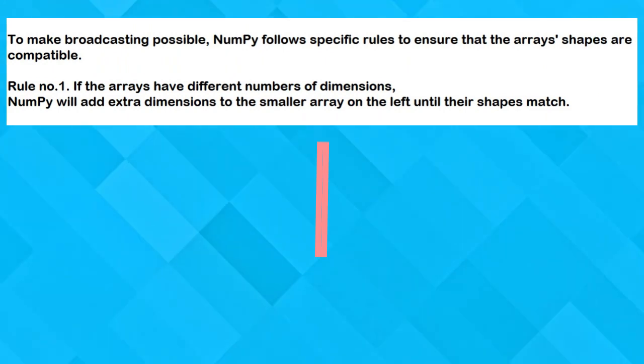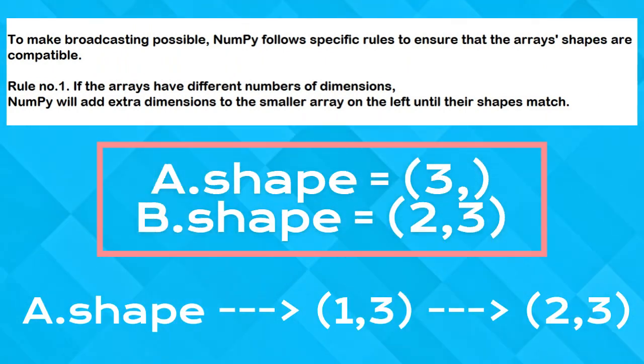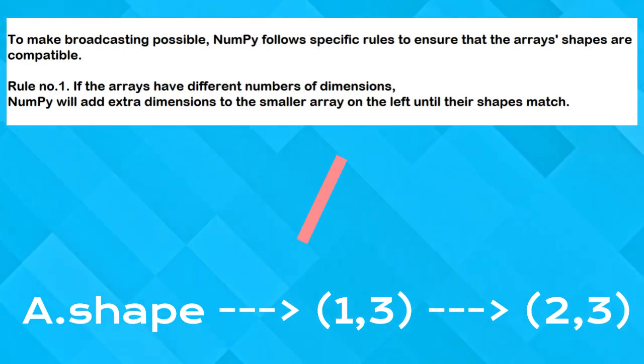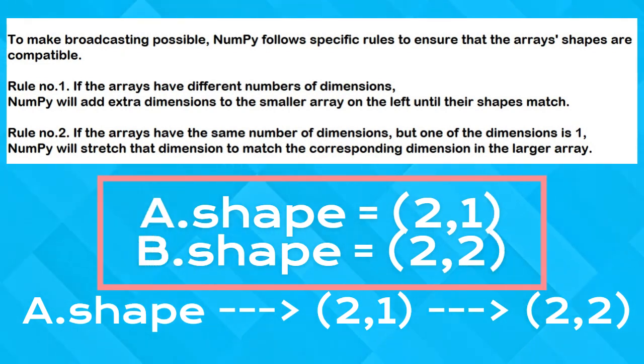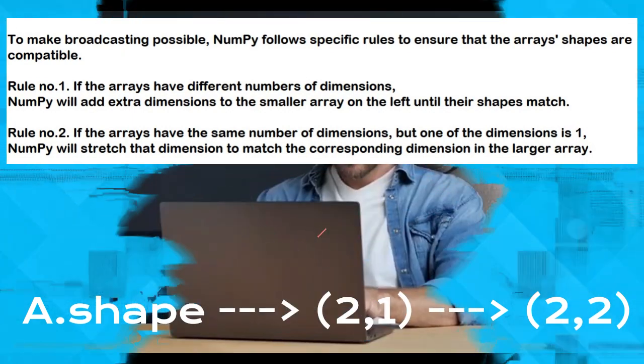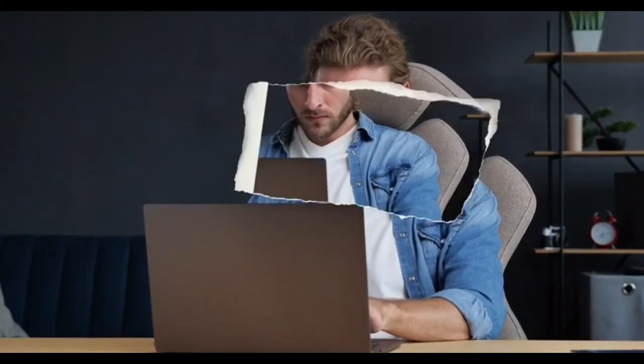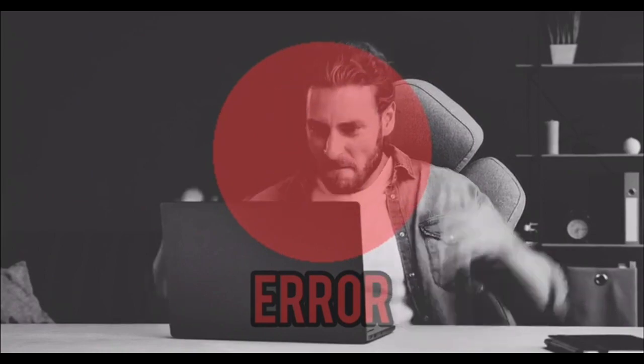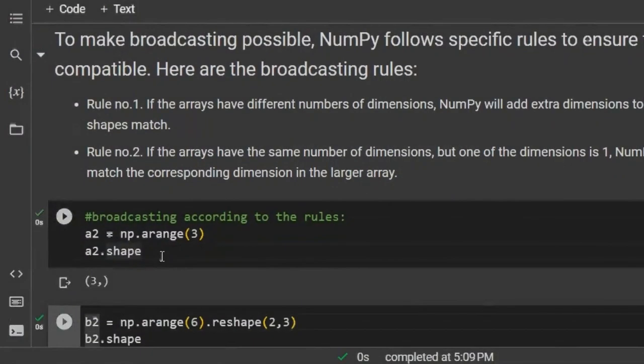Rule number 1. If the arrays have different numbers of dimensions, NumPy will add extra dimensions to the smaller array on the left until their shapes match. Rule number 2. If the arrays have the same number of dimensions but one of the dimensions is 1, NumPy will stretch that dimension to match the corresponding dimension in the larger array. If the shapes of the arrays do not match, it will throw an error as we saw in our code. Now let's try to implement broadcasting over two arrays by keeping these rules in mind.